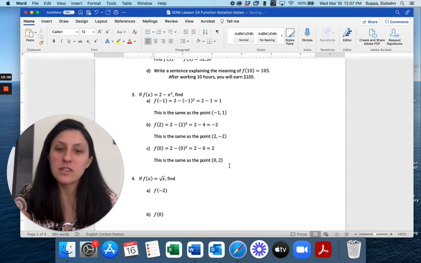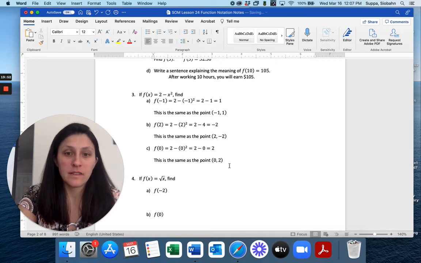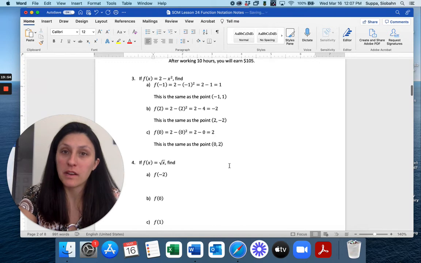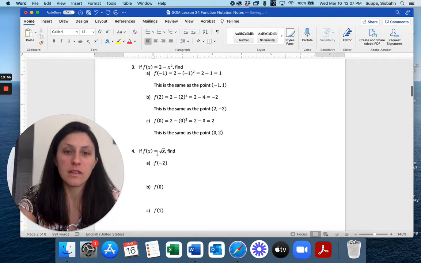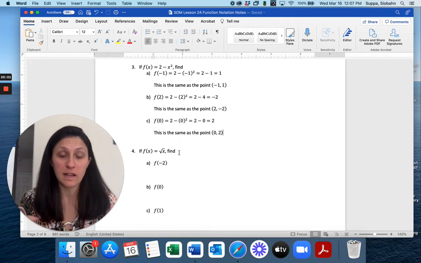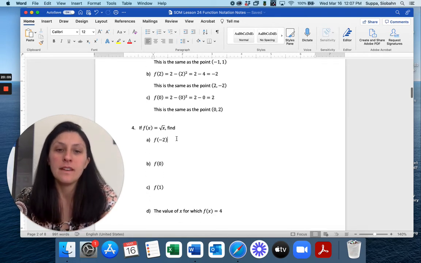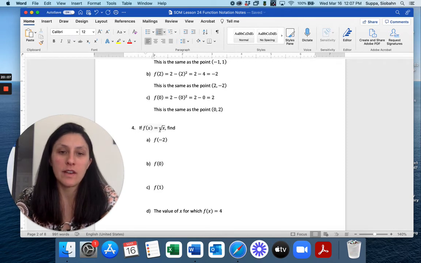Okay. So we're just going to do one more example to really drive home this idea of function notation. Keep in mind, these can get pretty complicated, but we're not going to do too many functions that look advanced in this class. But if you take a future math class, you might see some very complicated looking functions. Okay, so here's the function f of x equals square root of x. Find f of negative 2.